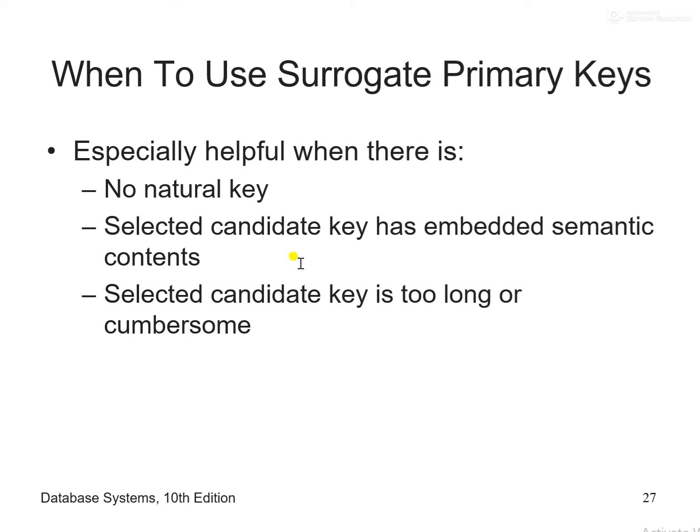Okay, what is a candidate key? A candidate key is an attribute. First you choose some attribute and see whether this attribute works as a primary key or not. So candidate keys are those attributes which you choose to see whether they are suitable to be used as a primary key or not. So you select a candidate key which has embedded semantic content, or it is too long, or there is no natural key that works as a primary key. In that case we go for a surrogate primary key.